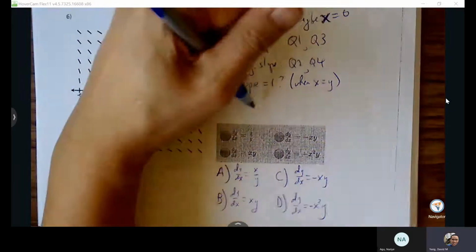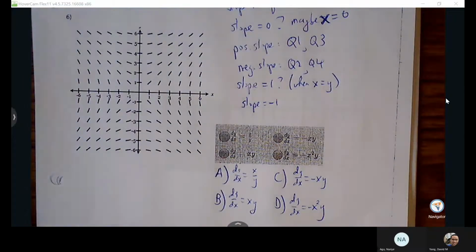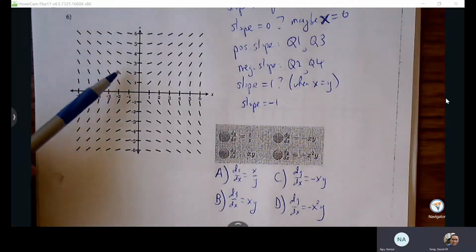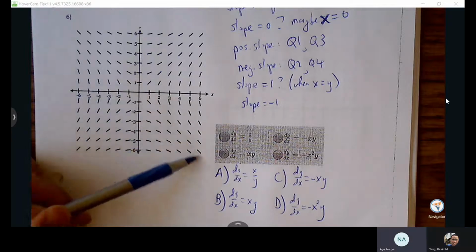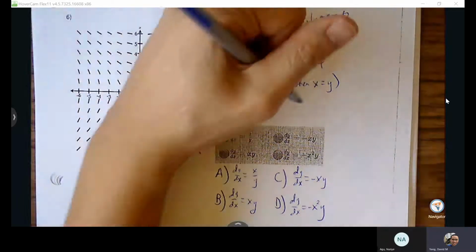And then do you see any slope negative ones? Along the other diagonal, right? You see that? Yeah. So that's when x and y are different signs, right? Negative 2, 2, 2, negative 2.